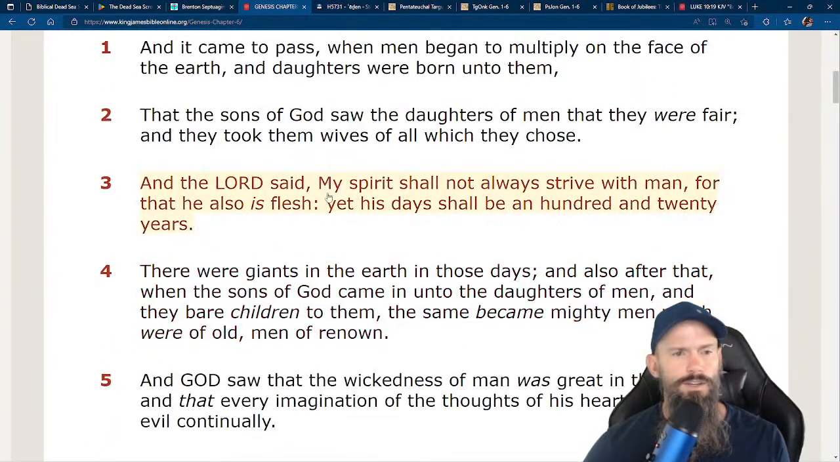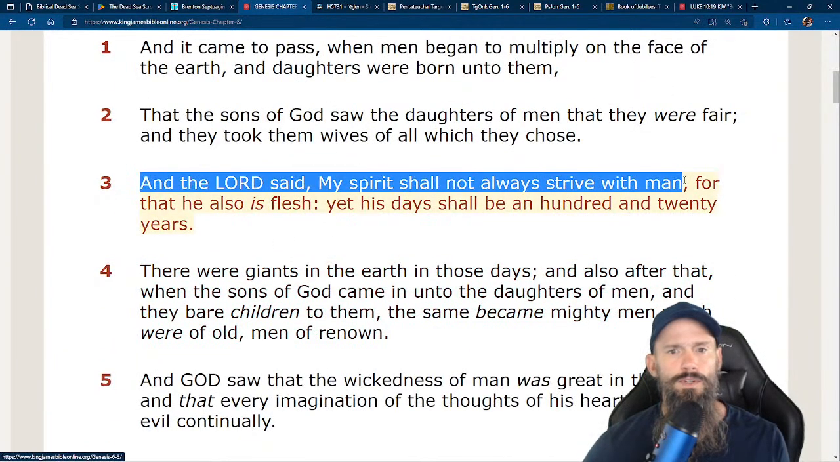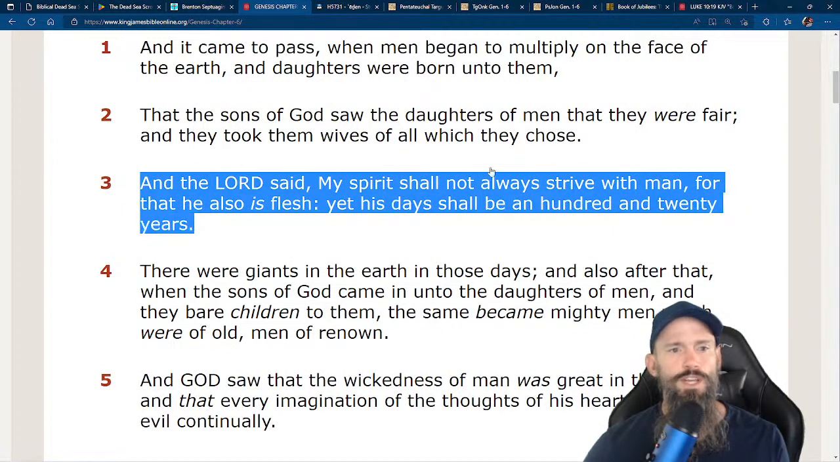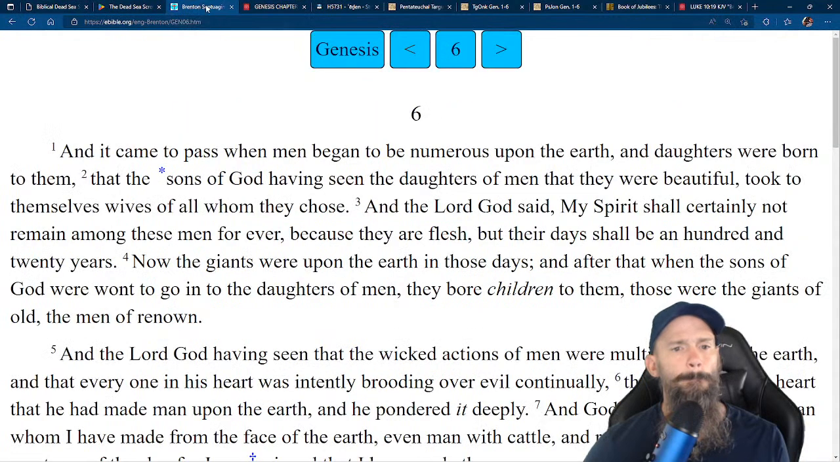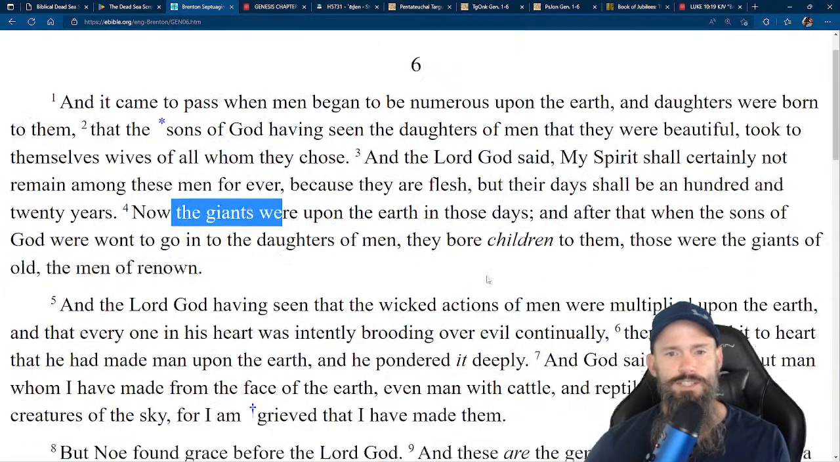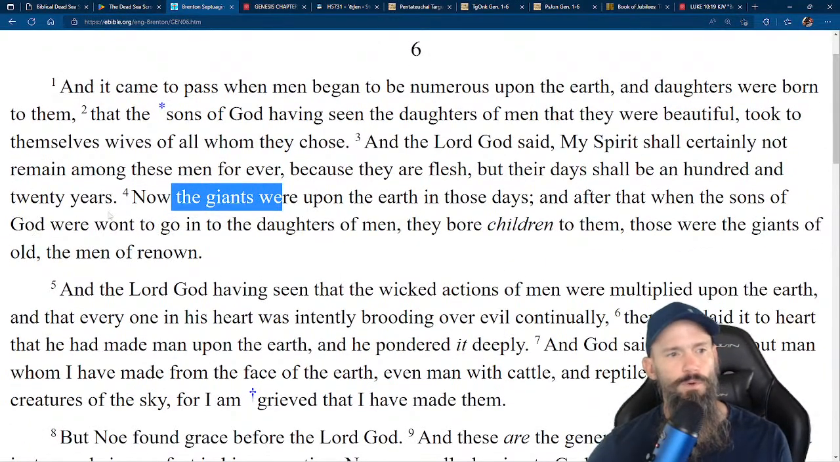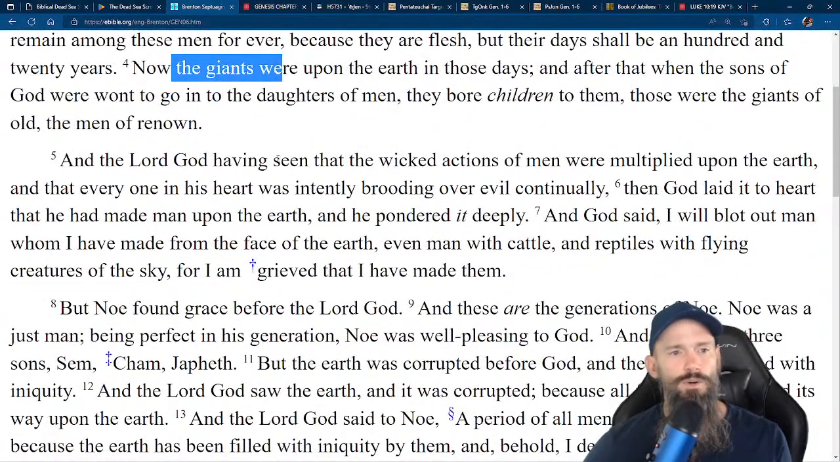Let's see. Not always strive with man, for he is also flesh. Now the giants were upon the earth in those days, and after that, when the sons of Yahuwah were wont to go in unto the daughters of men, they bore children to them. Those were the giants of old, the men of renown. And Yahuwah, having seen that the wicked actions of men were multiplied upon the earth, and that every one in his heart was intently brooding over evil continually, then Yahuwah laid it to heart that he had made man upon the earth, and he pondered it deeply.